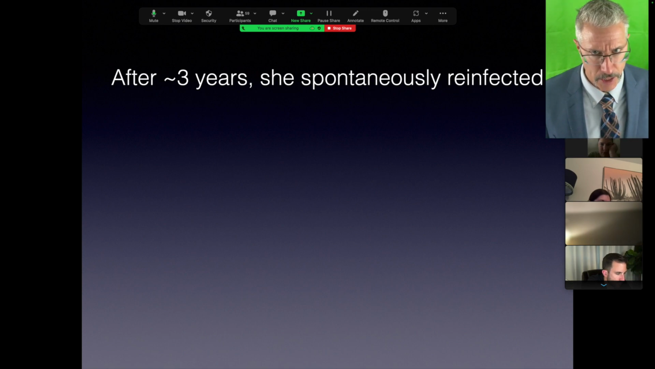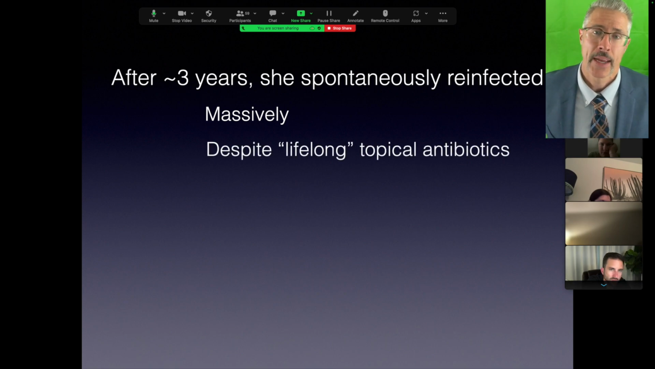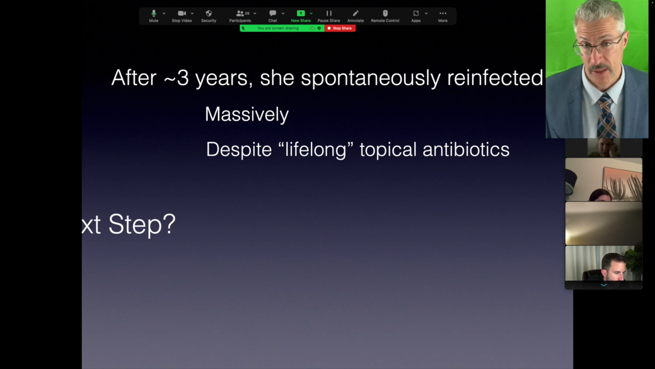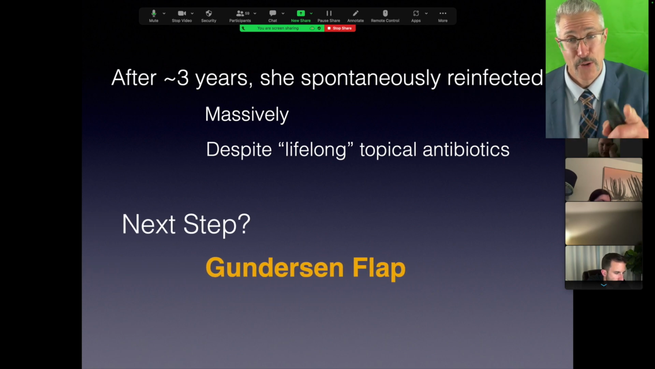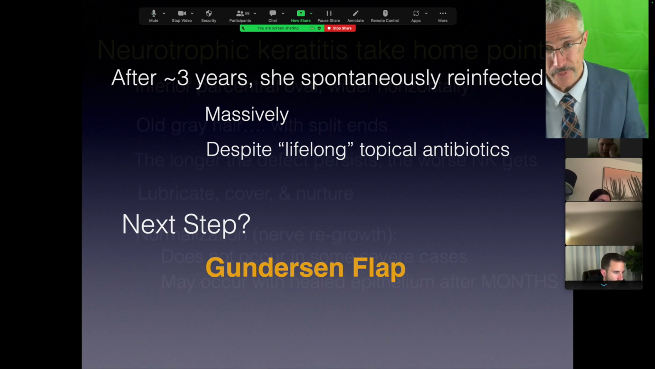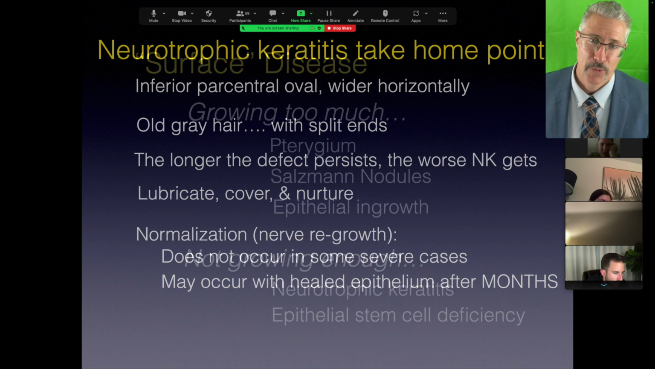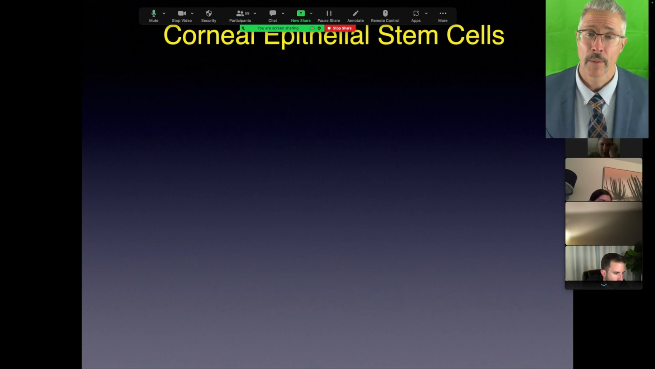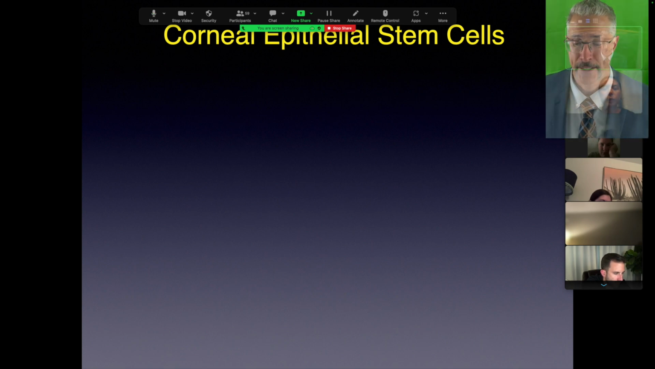After 3 years, she spontaneously reinfected massively, despite lifelong antibiotics. So we had to do, what are we going to do? Gunderson flap. New cornea first, and then just shut the door. You got one eye in the bank. Because I don't want to get on this playground again, this merry-go-round again. You guys can read the summary points. Okay, we want to do one more about cells not growing enough before we talk about glaucoma tonight.